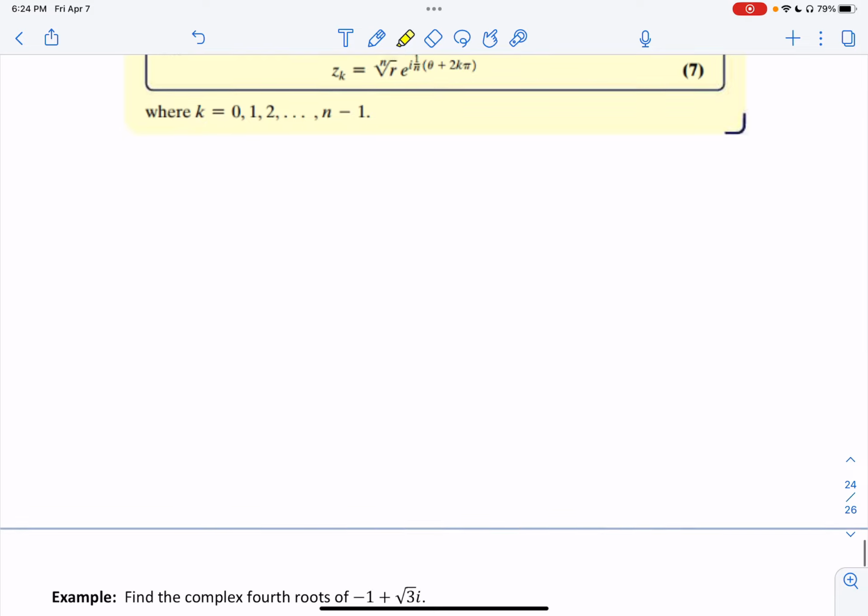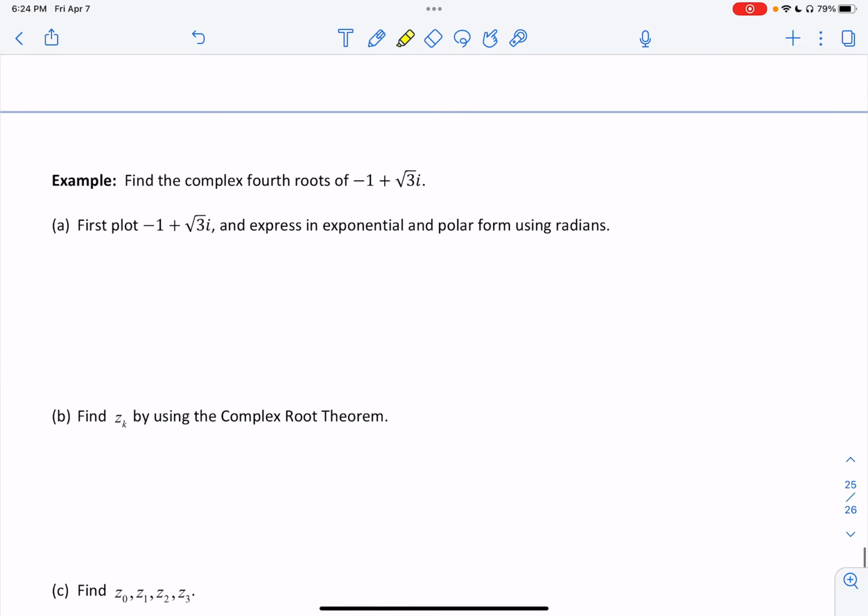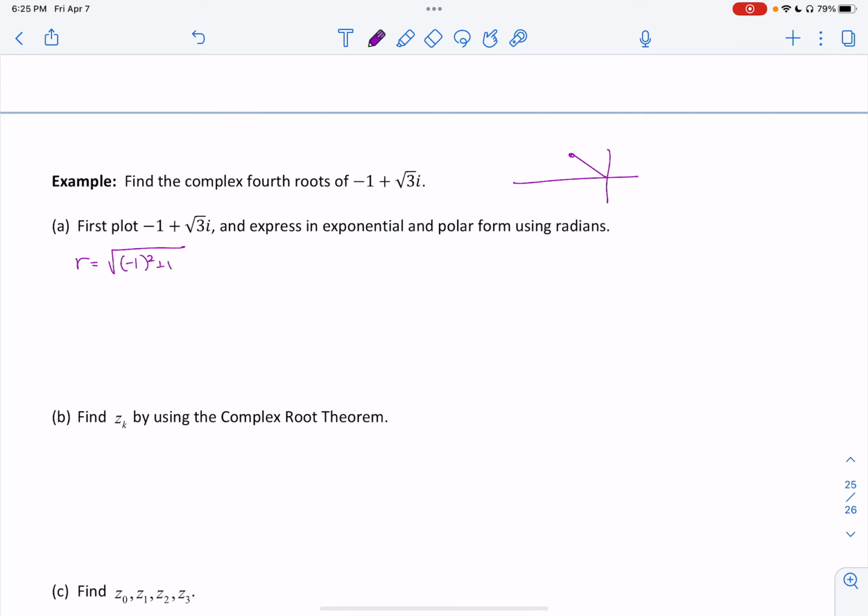Let's run through the complex roots of a number. This time it's negative 1 plus root 3 i. So in this case, we're in the second quadrant, at negative 1, root 3. So I'm somewhere up here. If I look at my radius, I'm going to have a radius equal to the square root of negative 1 squared plus root 3 squared, which is equal to the square root of 4, which is equal to 2.